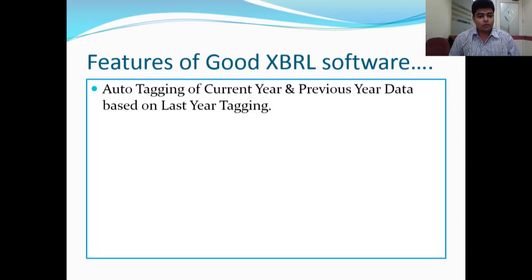And from this year, there is a very good feature of auto tagging of current year and previous year data based on last year's tagging. If you have used Web XBRL for the last year, then in the current year it is very useful for you. For example, if you have the same line items and same amounts of previous year's figures, you have to do 5 or 6 clicks, then your whole data will be tagged. Only the remaining new line items you have to tag.